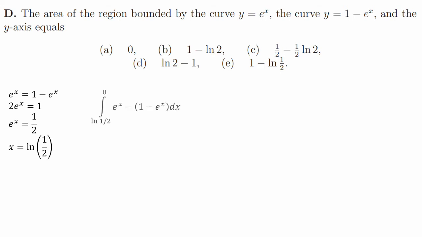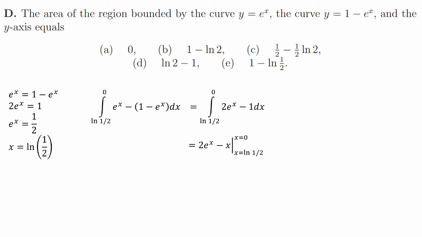The next thing to do is to set up the integral. Since the natural log of 1/2 is clearly negative, this goes on the bottom, and 0 will go on the top. Inside the integral, we have e to the x power minus the quantity 1 minus e to the x power, with respect to x. We can condense this a little bit and get the integral from the natural log of 1/2 to 0 of 2 times e to the x power minus 1 with respect to x.